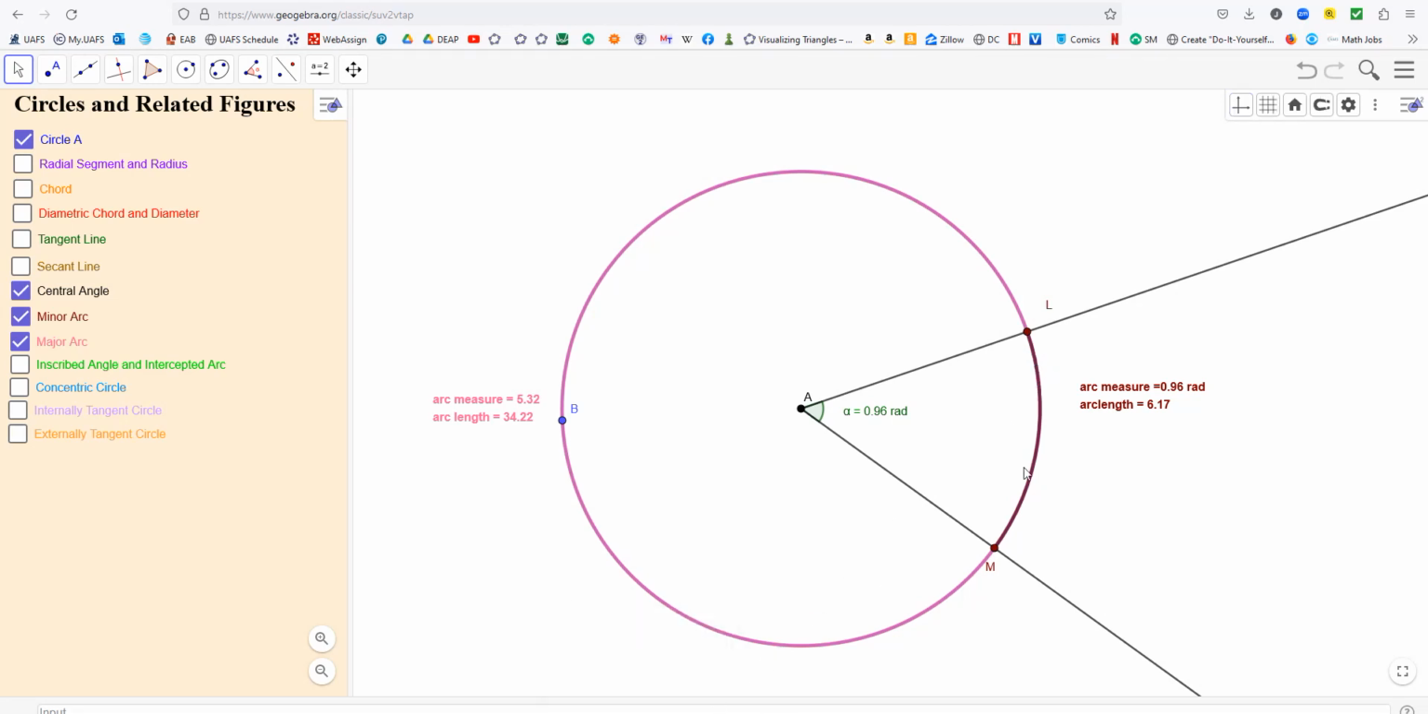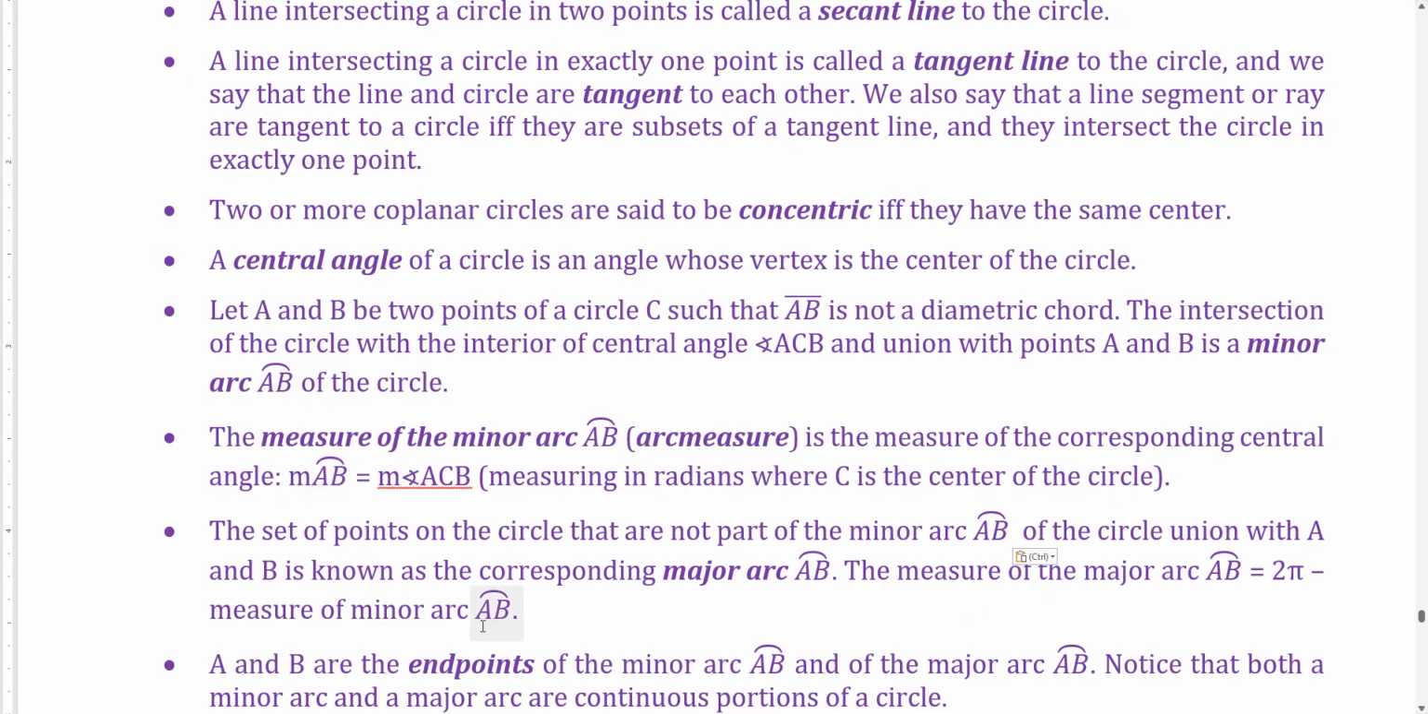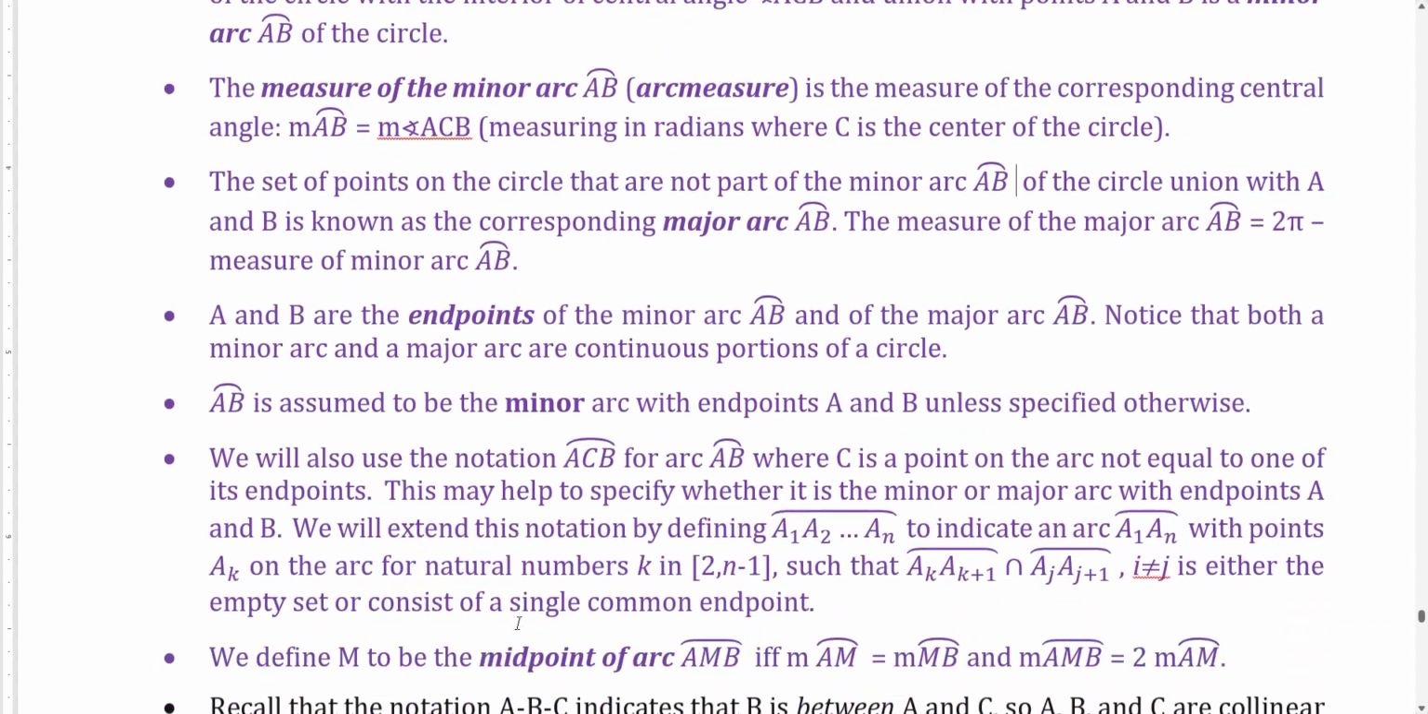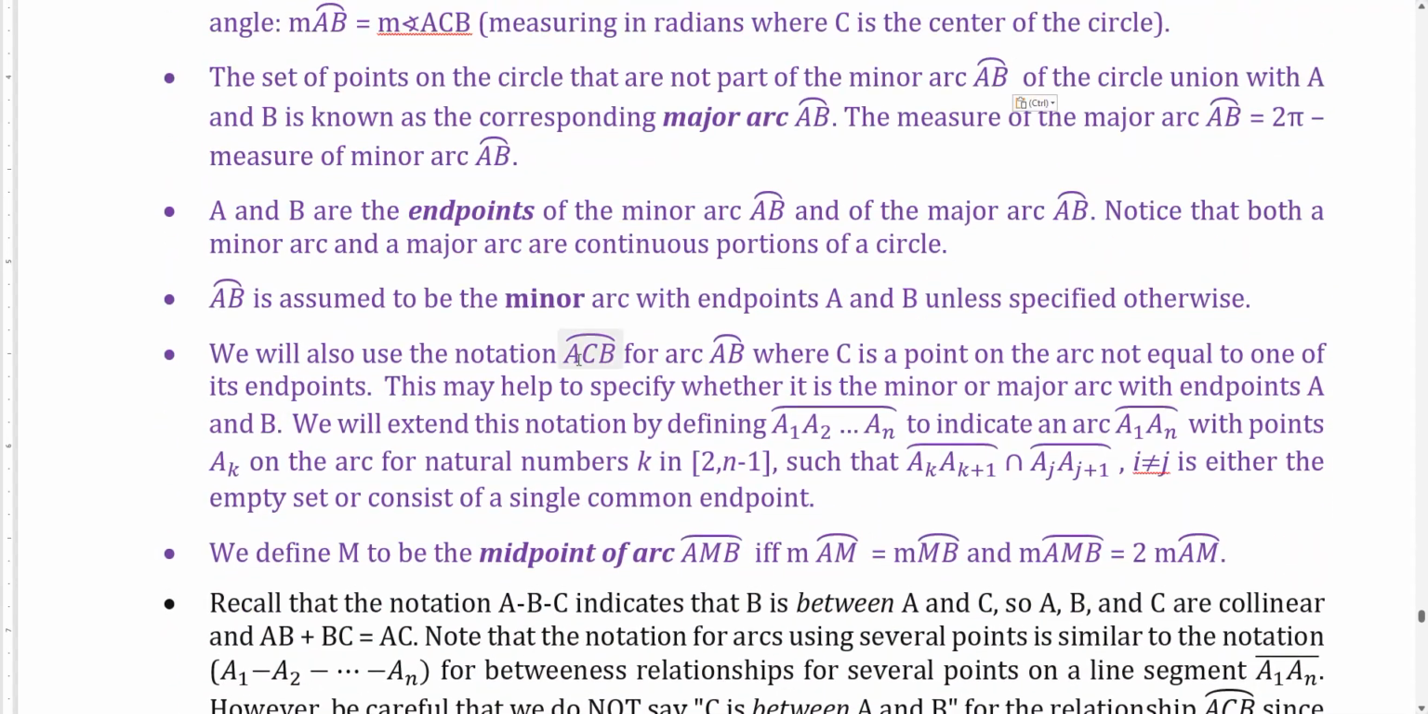Okay, so we have a major arc and a minor arc. You put those two together, they make the full circle, and the only place they overlap is the endpoints. The endpoints are in both of these arcs. So A and B are the endpoints of minor arc AB and of the major arc AB. Notice that both the minor arc and major arc are continuous portions of the circle. We'll also use a notation ACB with the arc symbol over it for arc AB, where C is a point of the arc not equal to one of the endpoints. And this may help to specify whether it's the minor arc or the major arc, like we just saw in the illustration, with the same endpoints.